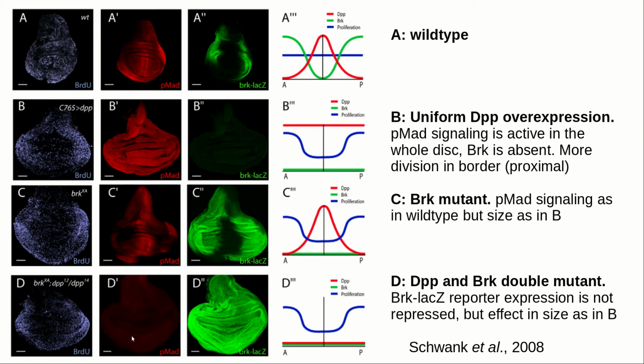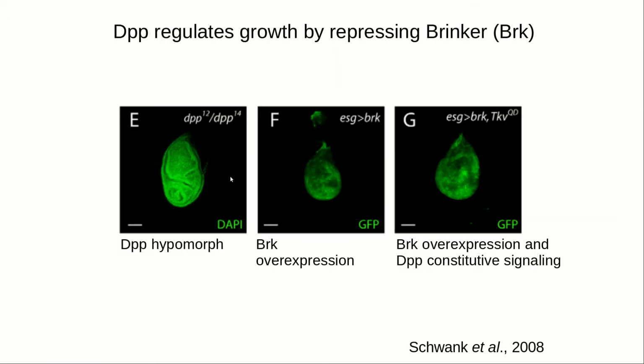And if you use this double mutant, which does not have DPP signaling and does not have Brinker signaling, you also get the same result. So in the absence of DPP, the disk is able to grow if there is no Brinker. So DPP's effect on growth goes through Brinker. And here is more of the same. A DPP hypomorph has a very small disk that doesn't grow. Then if you overexpress Brinker, you get the same effect.